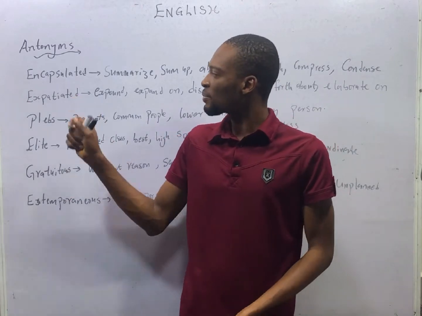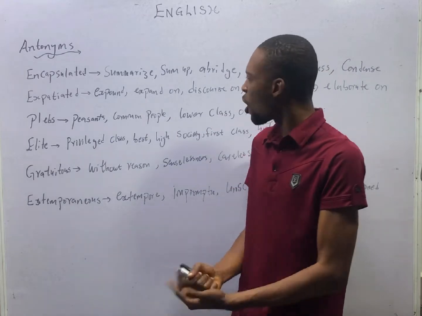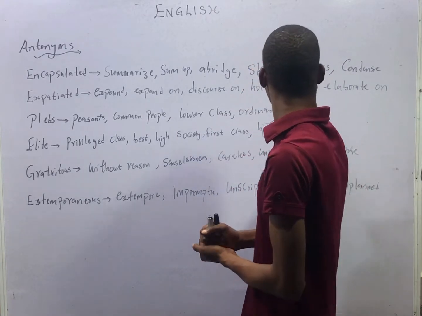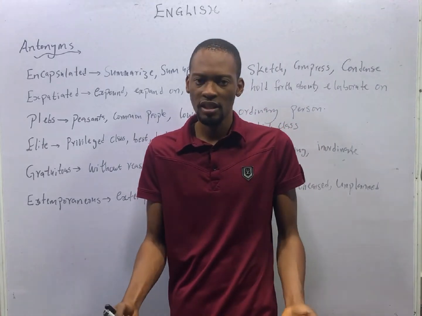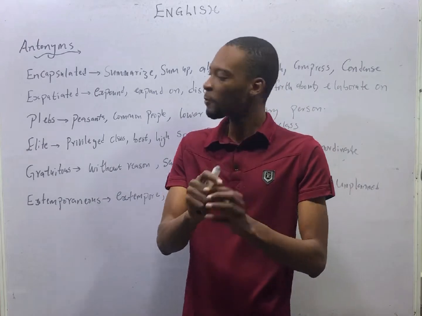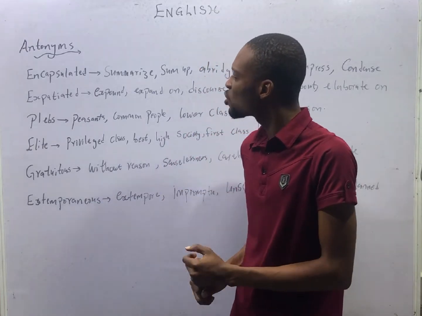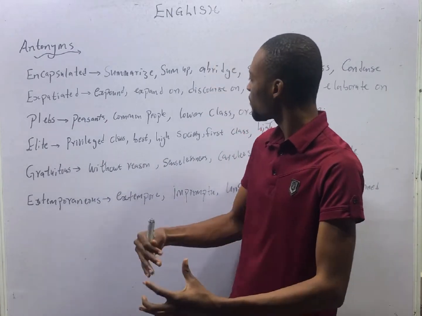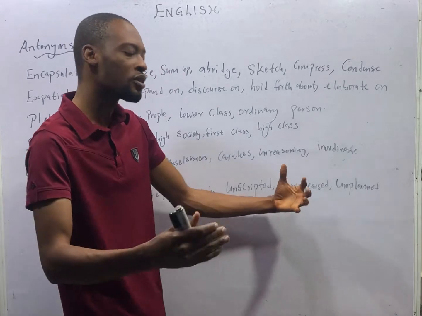Now, encapsulated simply means to summarize, to sum up, to abridge, to sketch, to compress, or to condense, which means to make something smaller in general. And based on usage, expatiated can mean to expound on something, to discuss, to hold forth about something, or to elaborate on something.